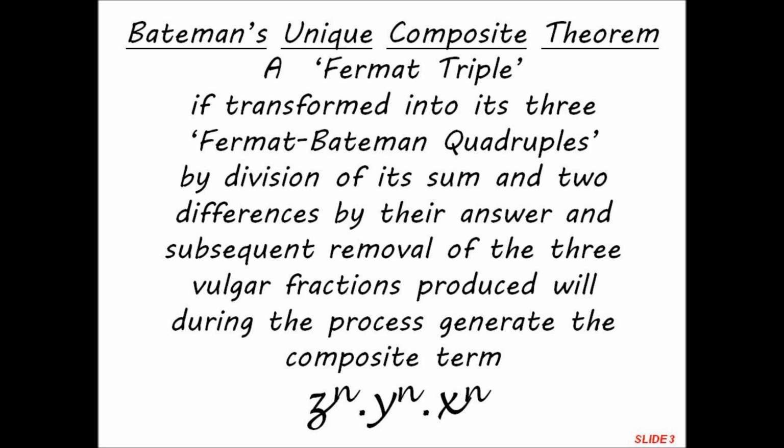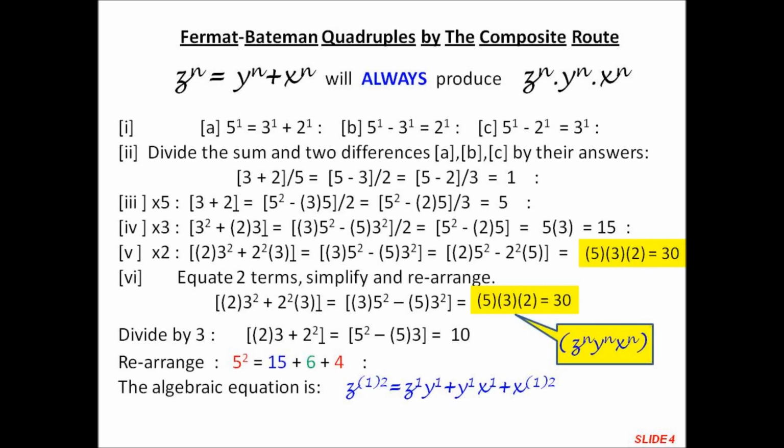Bateman's unique composite theorem. A Fermat triple, if transformed into its three Fermat-Bateman quadruples by division of its sum and two differences by their answer, and subsequent removal of the three vulgar fractions produced, will, during the process, generate the composite term z to the n times y to the n times x to the n. Fermat-Bateman quadruples by the composite route, where we will show that a Fermat triple z to the n equals y to the n plus x to the n will always produce the composite z to the n times y to the n times x to the n.